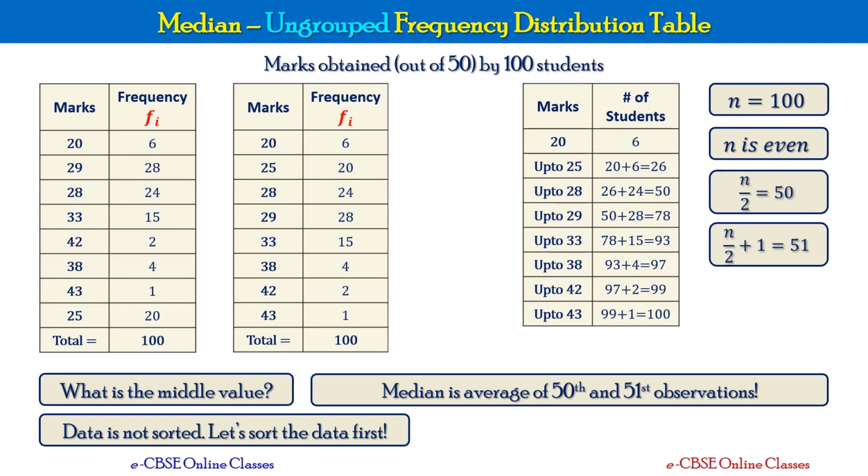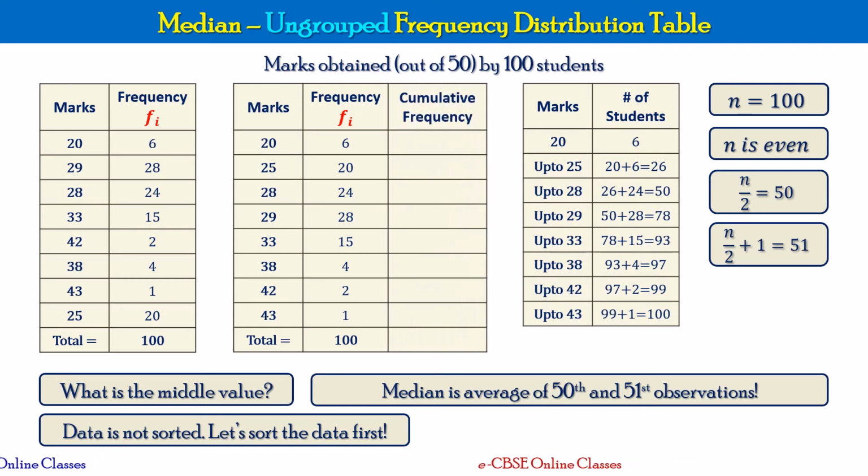So this is a cumulative frequency. I'm adding a column here. This is called cumulative frequency. So I will just copy the numbers from the second column of the third table here. That is 6, 26, 50, 78, 93, 97, 99 and finally 100.